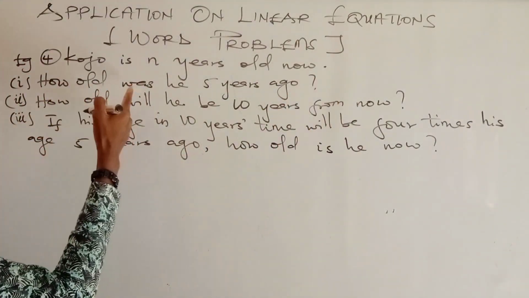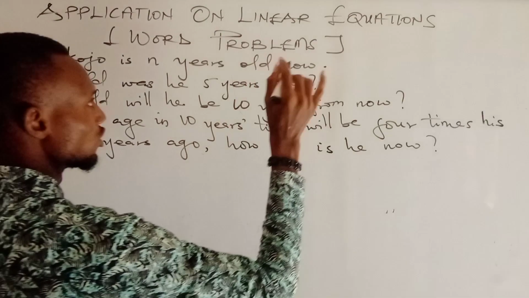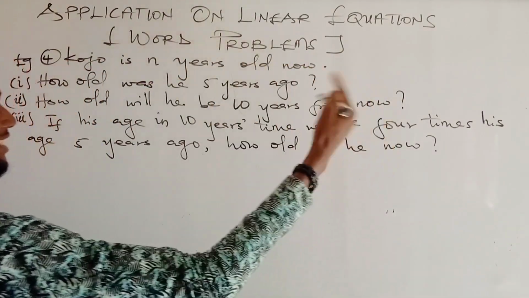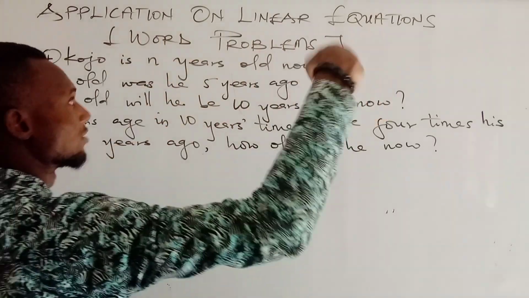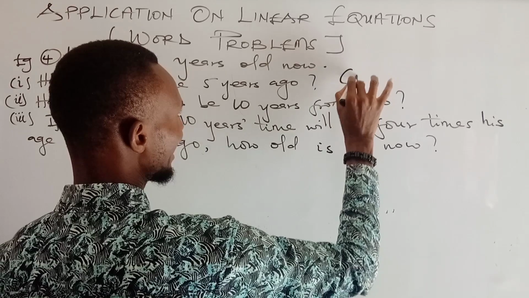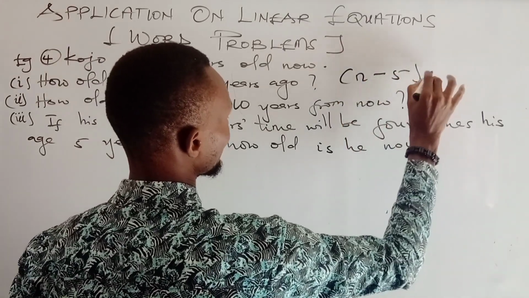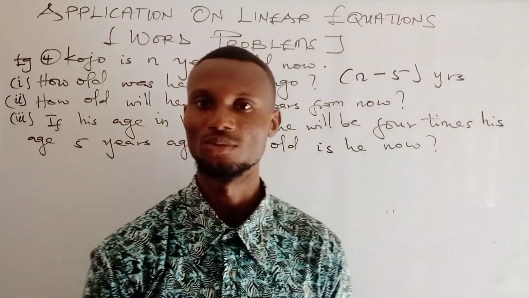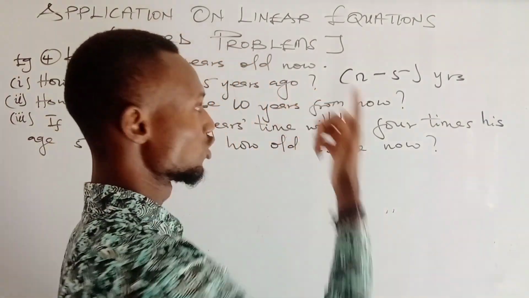He said, how old was he 5 years ago? His present age now is n, so his age 5 years ago will be n minus 5. So to answer this one, it will be n minus 5 years. Okay, so that's the answer. That's all that you need to do. This is the answer to the I.